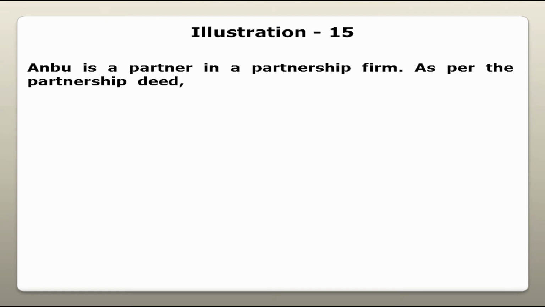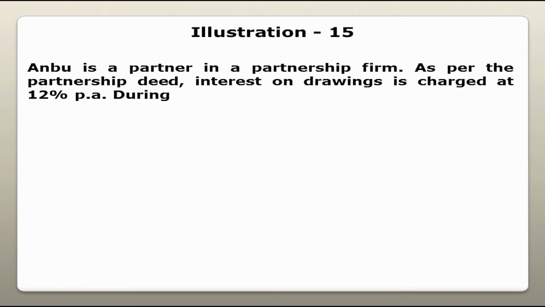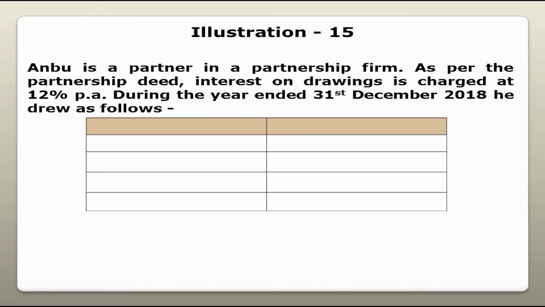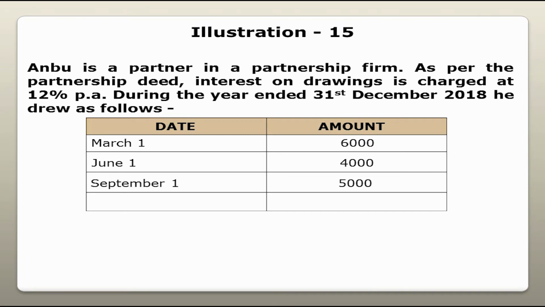As per the partnership deed, interest on drawings is charged at 12% per annum. During the year ended 31st December 2018, he drew as follows. Now the chart is given with date and amount. March 1, 6,000; June 1, 4,000; September 1, 5,000; and December 1, 2,000. So this is how he has withdrawn the amount.